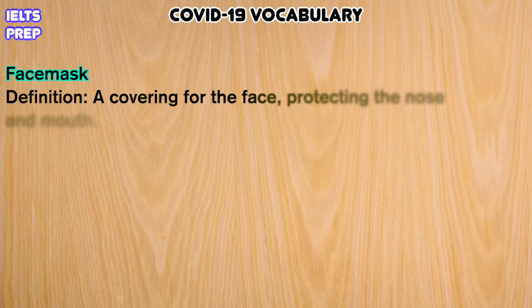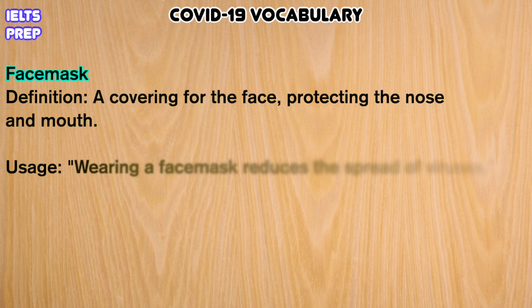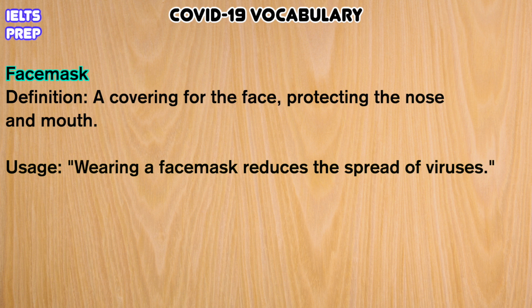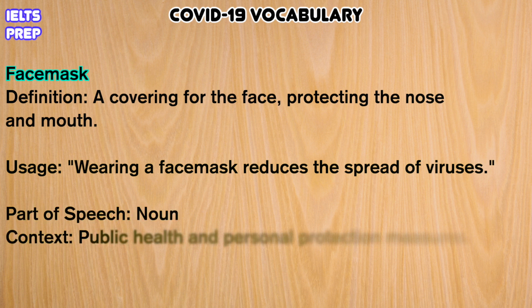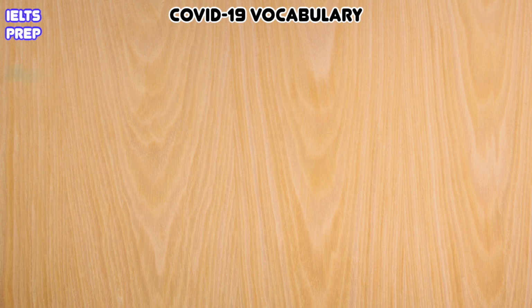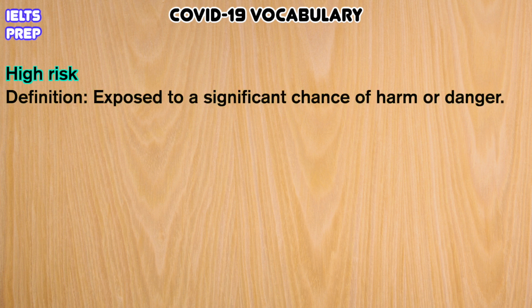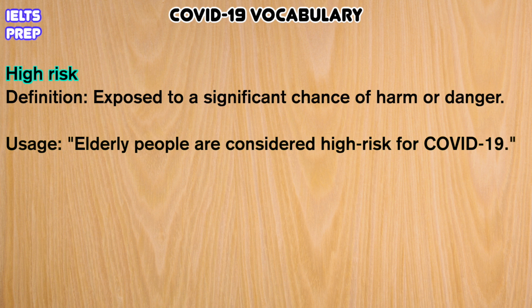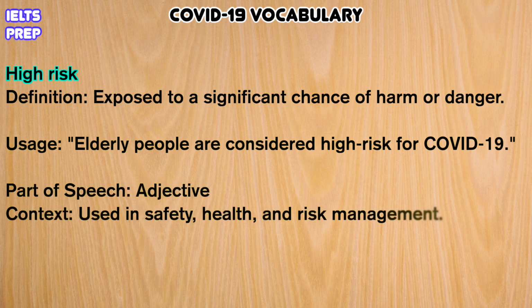Face mask. Definition: a covering for the face, protecting the nose and mouth. Usage: wearing a face mask reduces the spread of viruses. Part of speech: noun. Context: public health and personal protection measures. High risk. Definition: exposed to a significant chance of harm or danger. Usage: elderly people are considered high risk for COVID-19. Part of speech: adjective. Context: used in safety, health, and risk management.